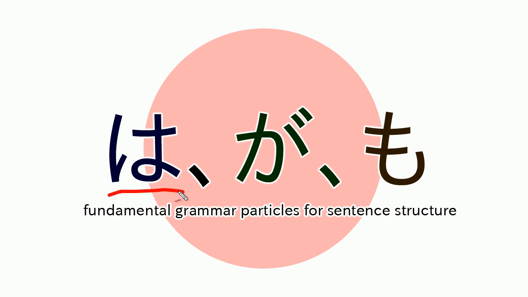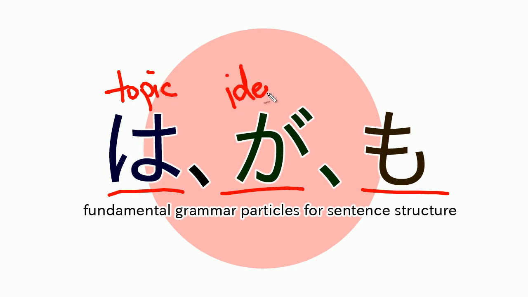In this lesson, I will be teaching you the fundamental grammar particles for sentence structure. That is, wa, ga, and mo. The wa particle deals with the topic of a sentence. The ga particle deals with identity. And the mo particle deals with inclusion.